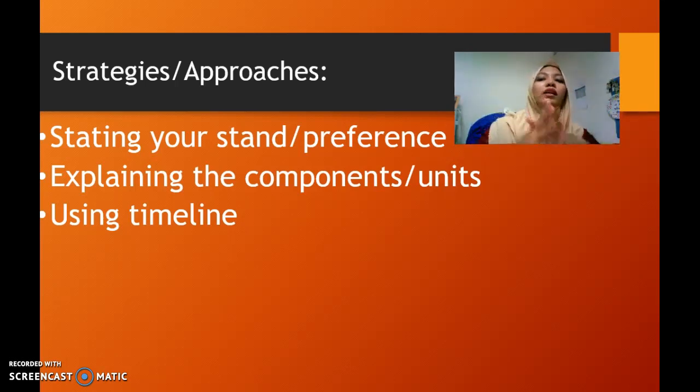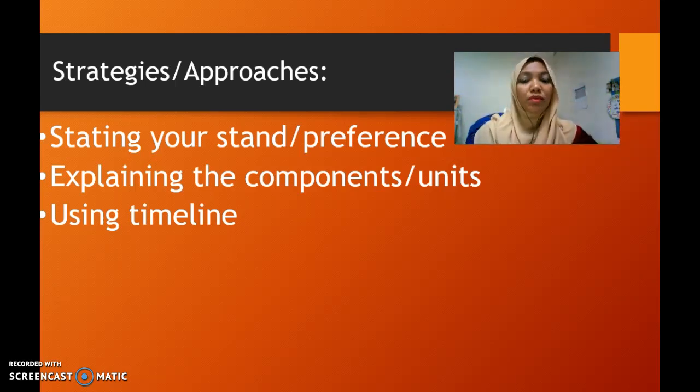Okay, and the third approach is you can use timeline, you can use chronology. You can choose to talk about the development of something from past, present to the possibility in the future. So for the future, you can actually play with some creativity, because this is based on your prediction according to whatever is present.